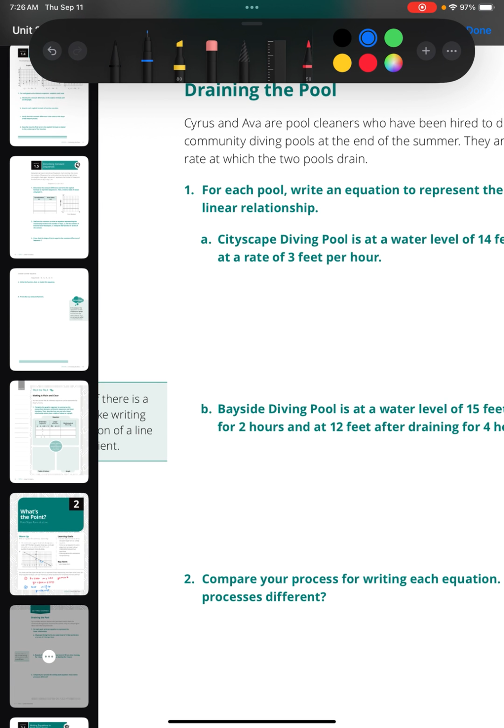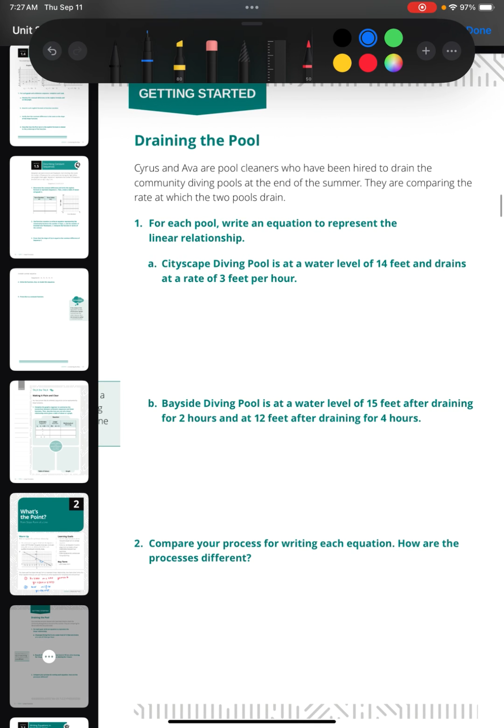All right, moving on to the next page. It says Cyrus and Ava are pool cleaners who have been hired to drain the community pool. At the end of the summer, they are comparing the rate at which the two pools drain. For each pool, write an equation to represent the linear relationship.